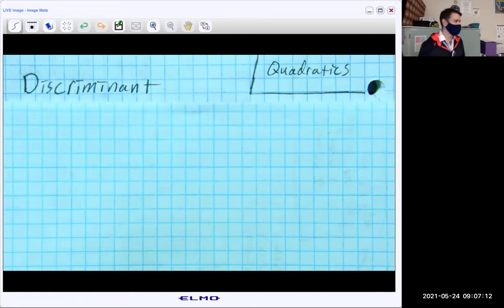And today we're talking about something with a funny name. It's called a discriminant. A discriminant is going to help us figure out which method we want to use and how much work we're going to have to put into figuring out our x-intercepts.